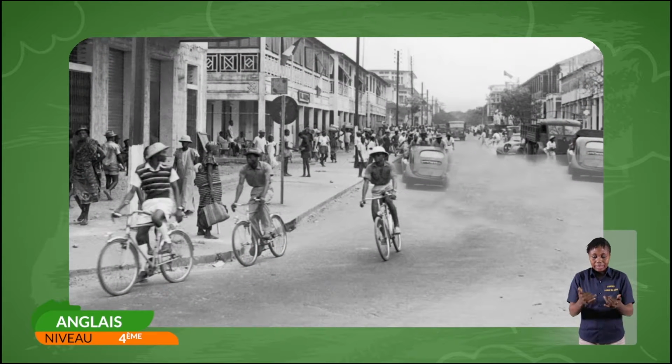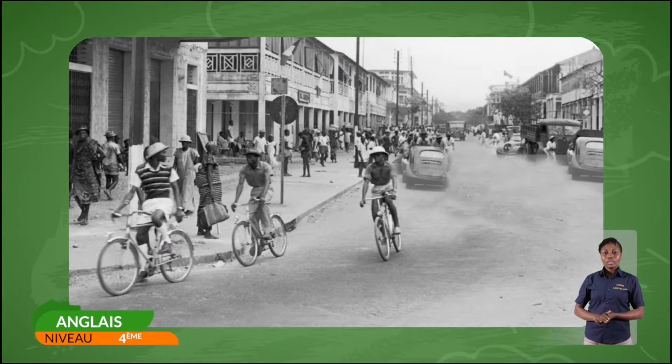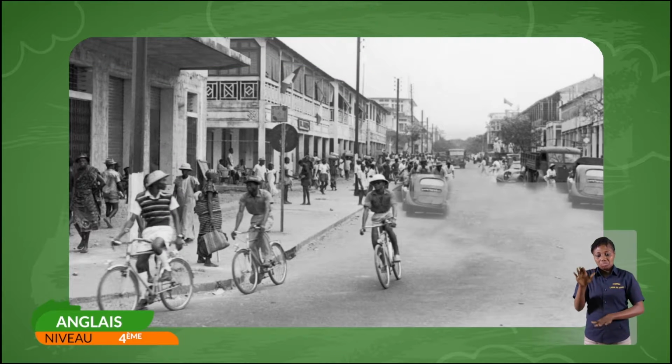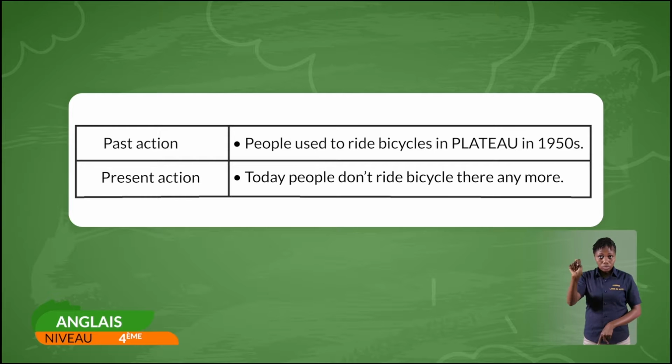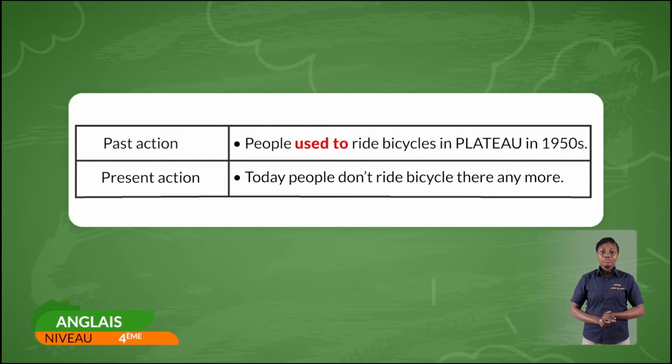Now that you know some words to describe the city, we're going to see how we can describe the city in the past and in the present. Look at this picture. This is a picture of Rue de Commerce Plateau in 1952. So what you can see, there are many people riding bicycles and others are walking. Is it still usual to see people riding bicycles in Plateau today? No. So people used to ride bicycles in Plateau. People used to ride bicycles in Plateau in the 1950s.